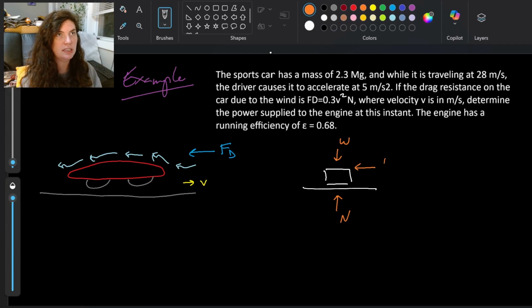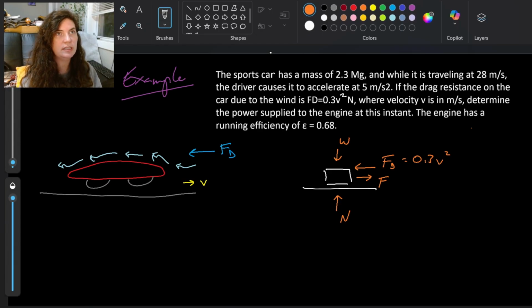So that Fd is 0.3 v squared. And then of course there's the force that is propelling this car forward. The interaction of the tires on the road that moves it forward, that force, I'm just going to call F. No friction or anything else, so this is going to be our complete free body diagram.